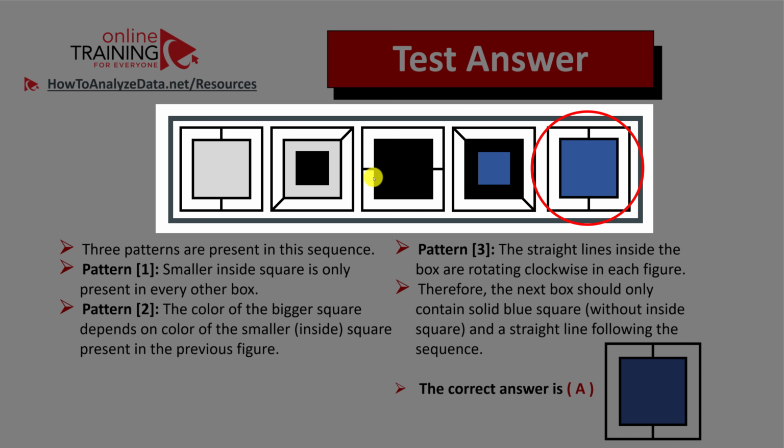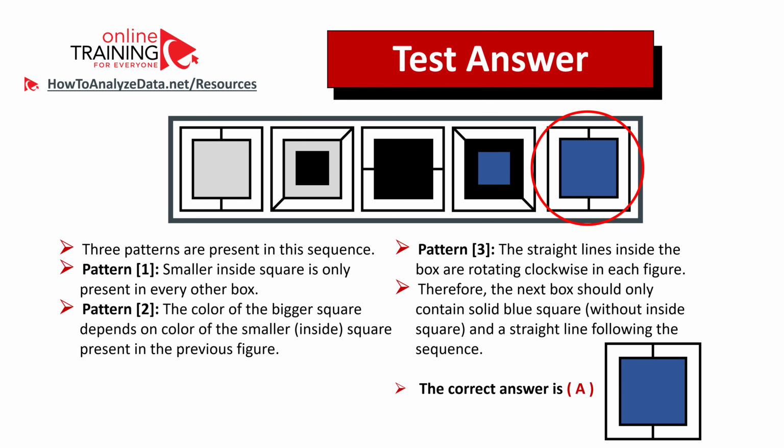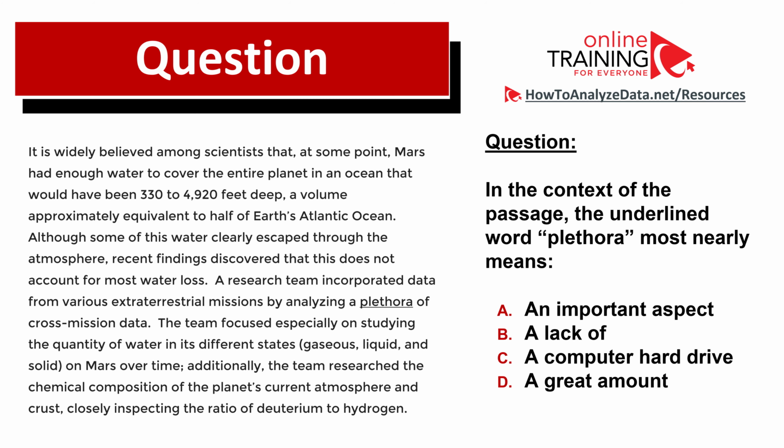So, based on this information, you can see that the next square should only contain a solid blue square without an inside square and a straight line following the sequence. This leads us to the correct answer for this particular question, being choice A. Hopefully you've nailed this question and now know how to answer similar problems on the test.